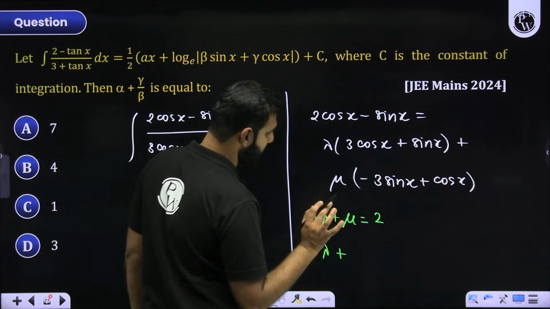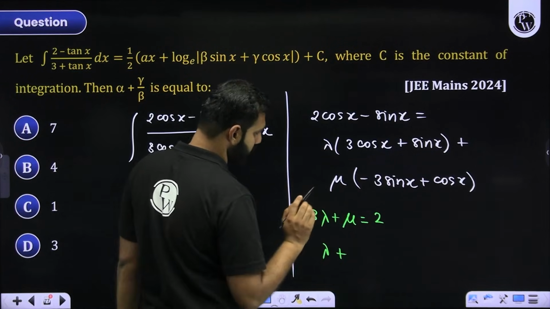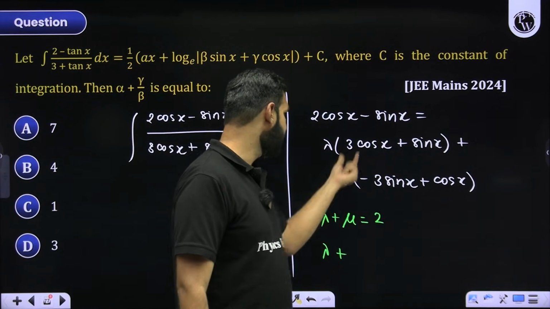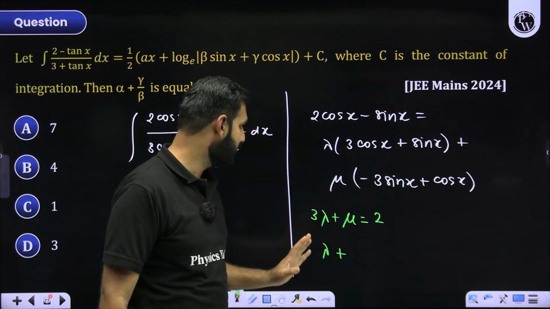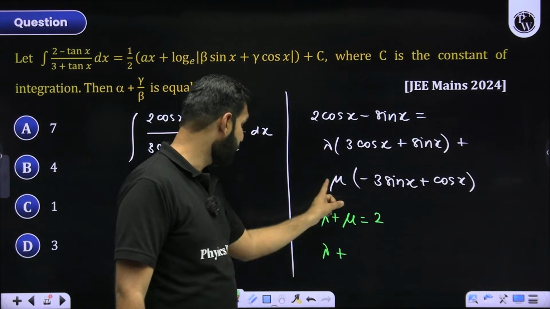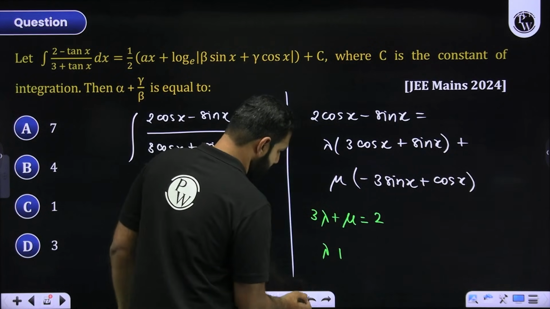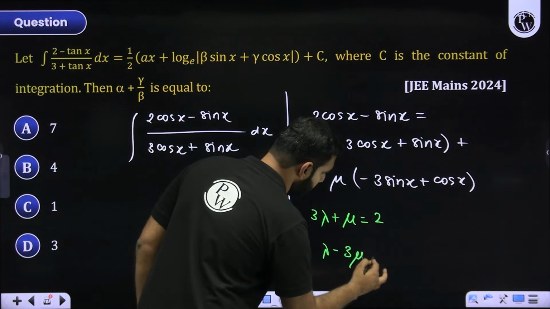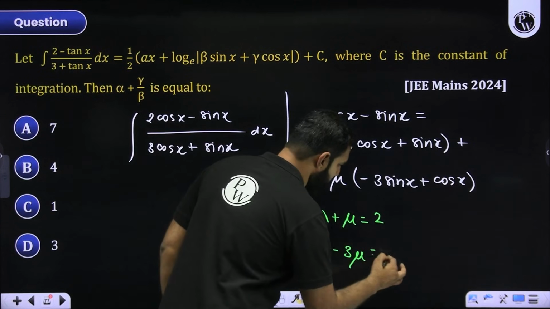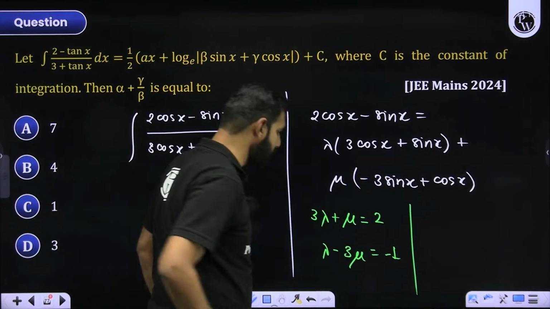I hope I'm not missing anything. We are comparing the coefficients of cos or sine. I think previously we have compared cos, so this is 3 lambda plus mu. I think we were great. Now I'm comparing the coefficients of sine, so it is lambda minus 3 mu. Yes, so it should be minus 3 mu. And we are comparing the coefficient of sine, so it should be minus 1 here. I hope it is understandable totally and completely.